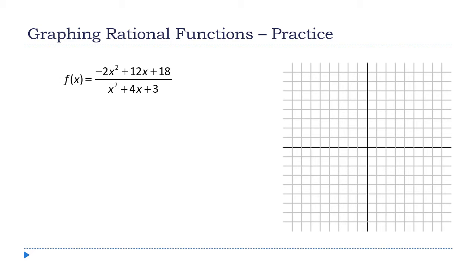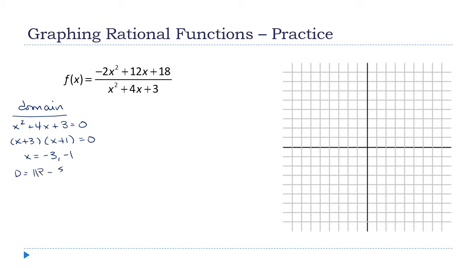So I'm going to start where I always start. I'm going to start by figuring out the domain. I need to know where the denominator, x squared plus 4x plus 3, is equal to 0. So this is x plus 3 times x plus 1, and that gives me two numbers. The domain does not include -3, and it does not include -1. So the domain is all real numbers except -3 and -1.